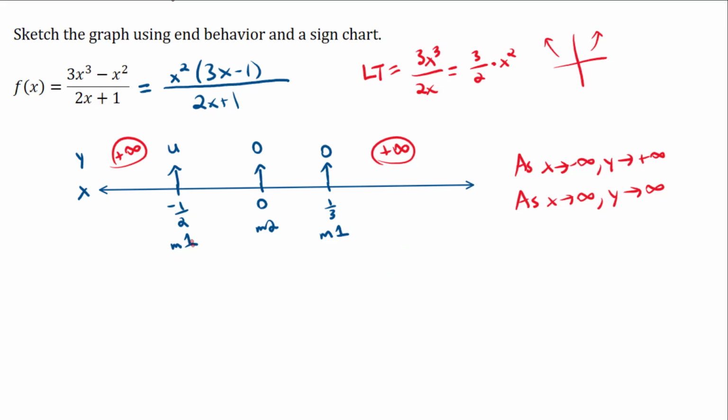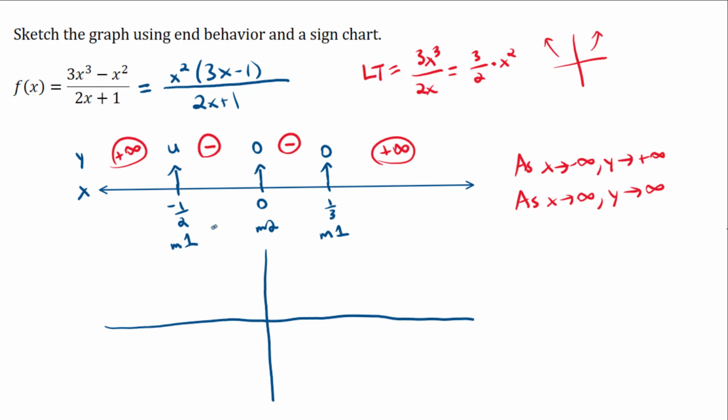Now, negative 1/2 has an odd multiplicity. That means the signs on either side are going to be opposites. Since this is positive, my next sign is negative. 0 has an even multiplicity, so my next sign will be the same as the previous, which is a negative. And then 1/3 is an odd multiplicity, so the sign changes, and we're in good shape. Now let's see if we can put together the graph.